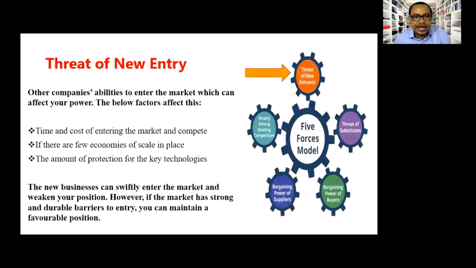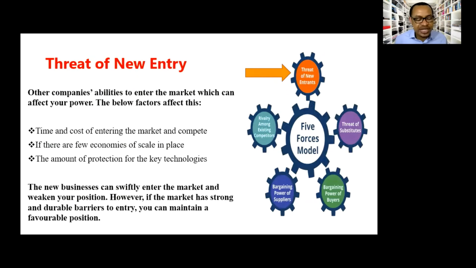The next one is the threat of new entry, where you are assessing the ability of new companies to enter the market and compete with you, which can affect your power. This depends on certain factors, which include the time and cost of entering the market and competing. So the time and the cost of entering the market and the cost of competing will determine whether it will attract new companies to join or not. Also, whether there are few economies of scale in place. Also, the amount of protection for key technologies used in this industry.